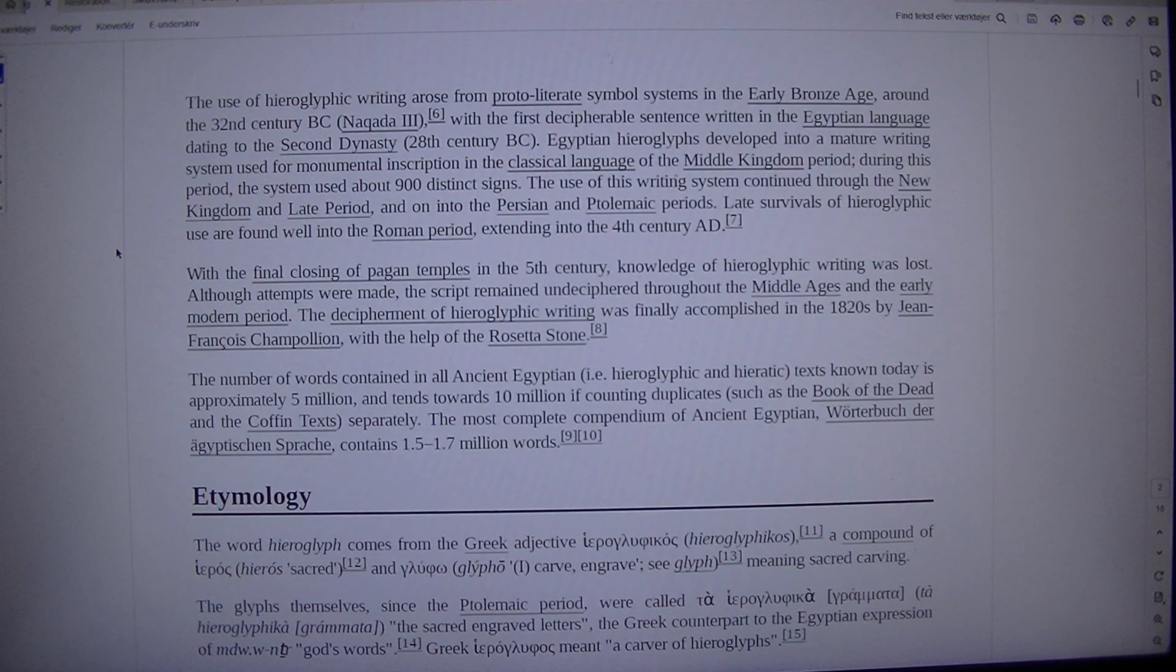The use of hieroglyphic writing arose from proto-literate symbol systems in the early Bronze Age, around the 32nd century BC, Naqada III, with the first decipherable sentence written in the Egyptian language dating to the 2nd dynasty, 28th century BC. Egyptian hieroglyphs developed into a mature writing system used for monumental inscription in the classical language of the Middle Kingdom period. During this period, the system used about 900 distinct signs.